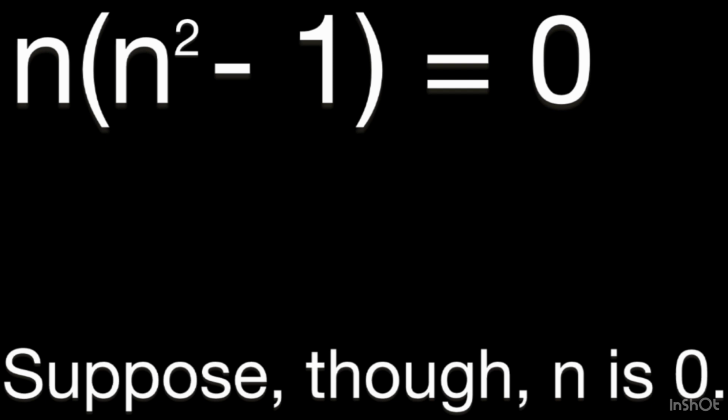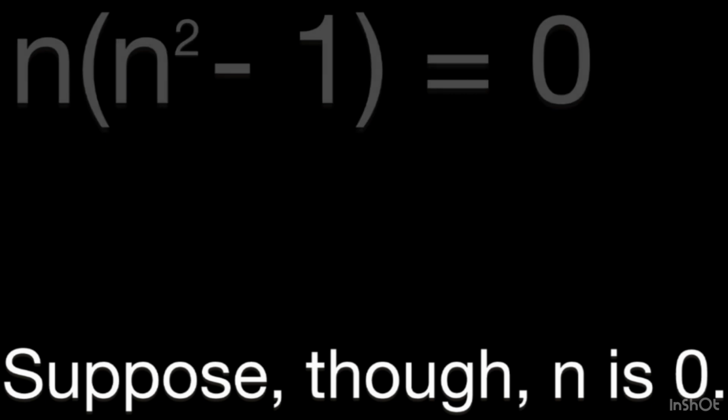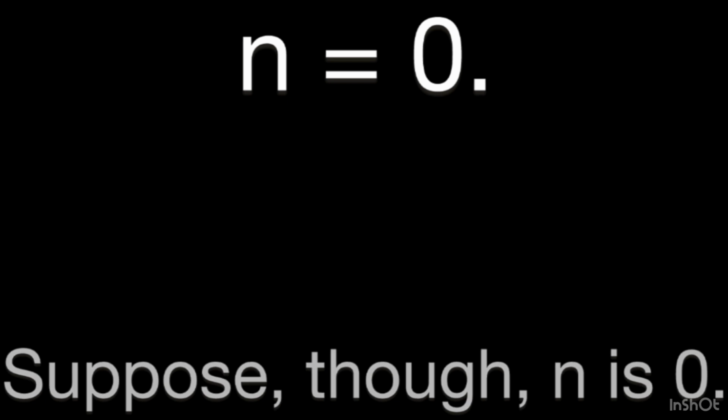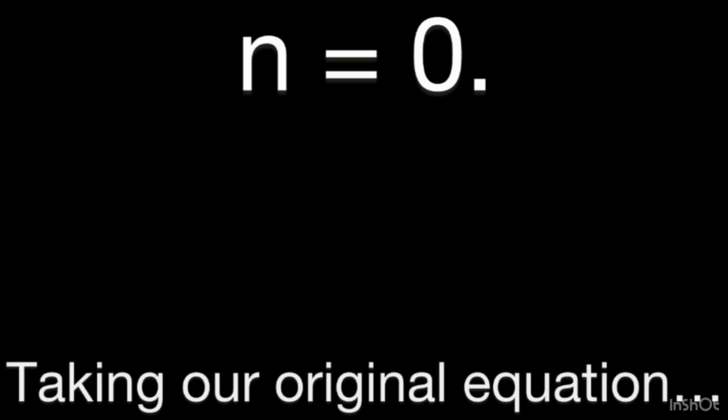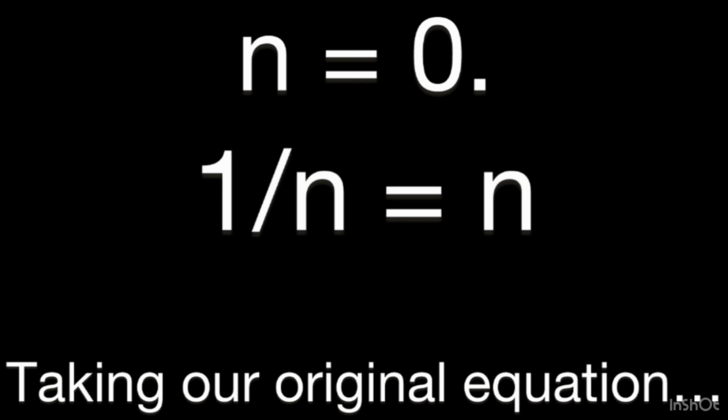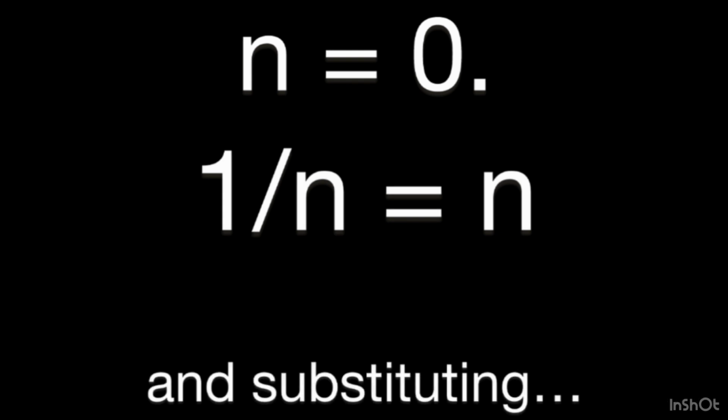But now we will suppose that n is 0 in this case. Taking our original equation of 1 over n is equal to n and substituting in n is equal to 0, we will get, you guessed it, 1 over 0 is equal to 0. And there we have it. Take a photo or a screenshot, hang it up on your wall. Here it is. 1 divided by 0 is equal to 0, proven.